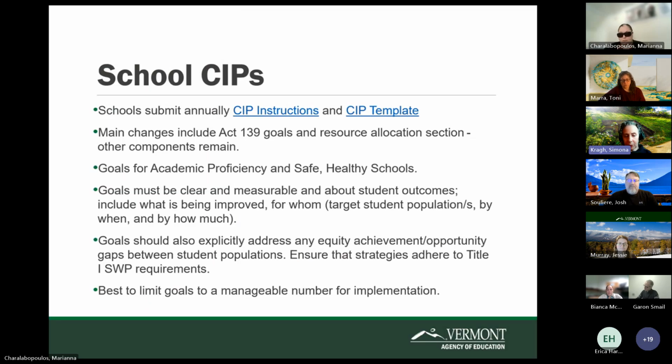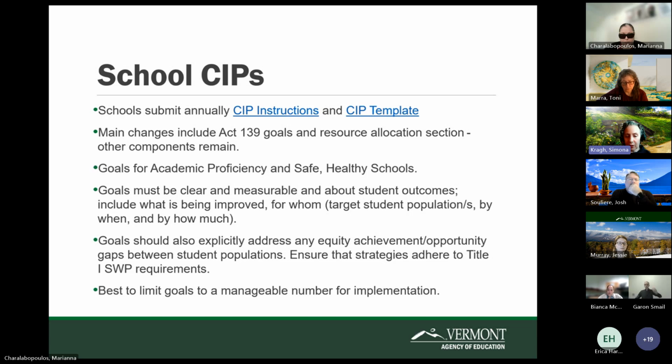And here is some information regarding school CIPs. Schools submit their CIP annually, and we have a new template with the instructions that go with it. You will notice that the updated CIP is similar to what we have used in the past. So there is a section for stakeholders, goals and measures of improvement, and evidence-based change ideas. Main changes include Act 139 goals and resource allocation section. The other components remain as they were.